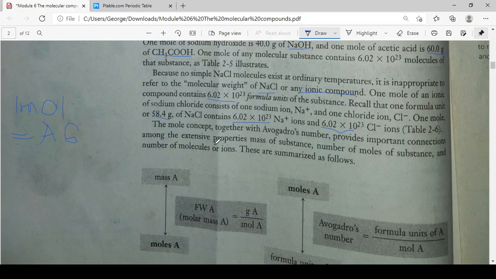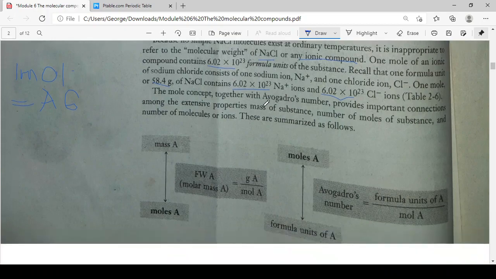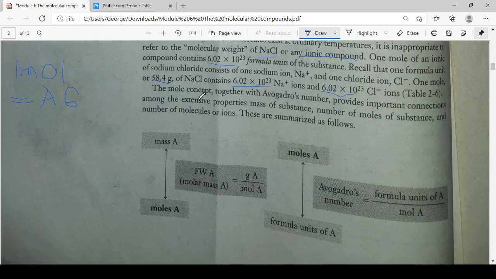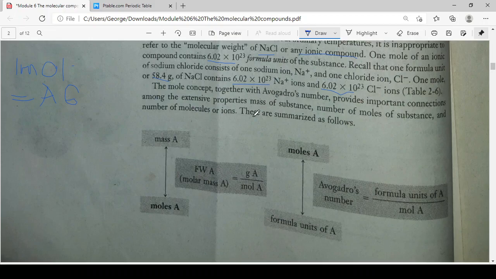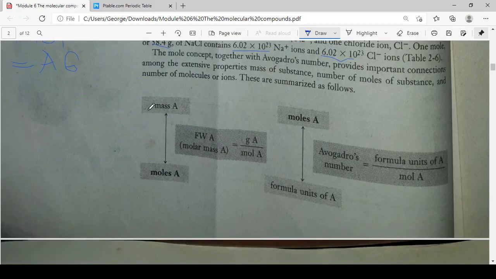So the mole concept together with Avogadro's number provides important connections among the extensive properties: the mass of substances, the number of moles of substance, and the number of molecules or ions. These are summarized below. So again, mass is proportional to moles, and moles are proportional to formula units.